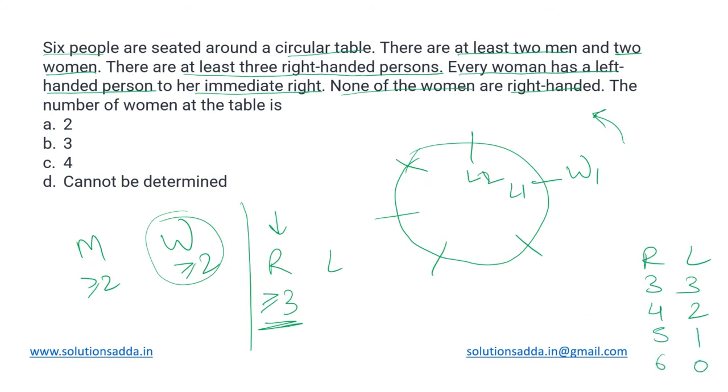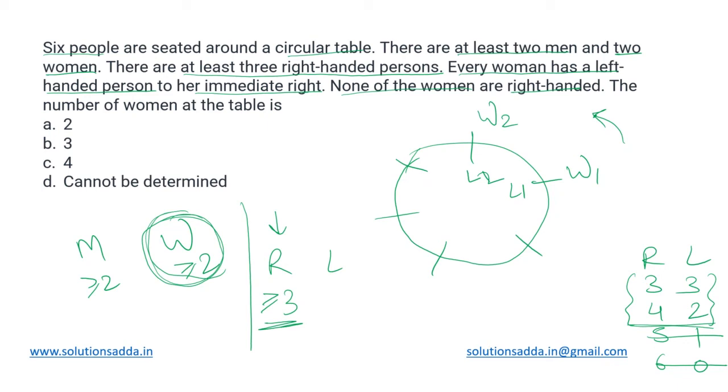But we already know that there are at least 2 women, and all the women are left-handed. So these 2 cases are discarded. These 2 are favorable outcomes. Now, among them, let us see which are the possibilities. Let us say that this is also a woman, W2. So she will also be left-handed.